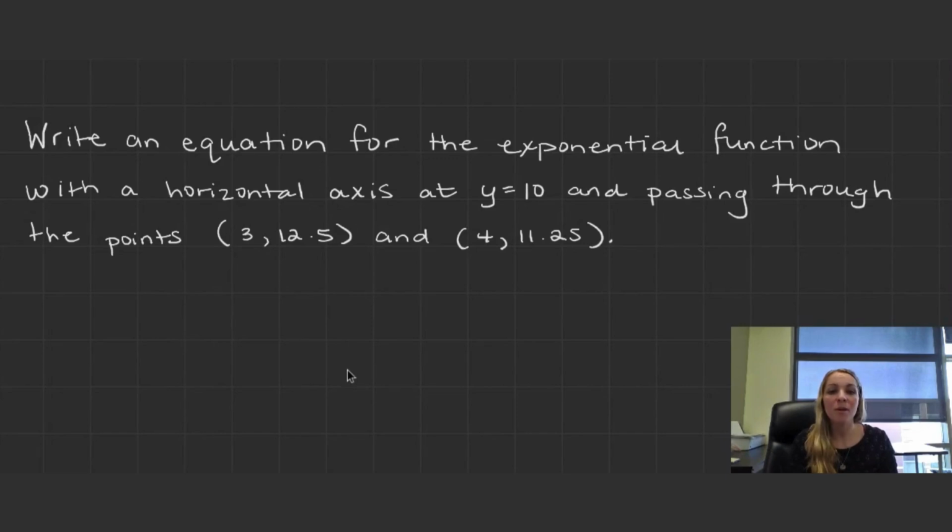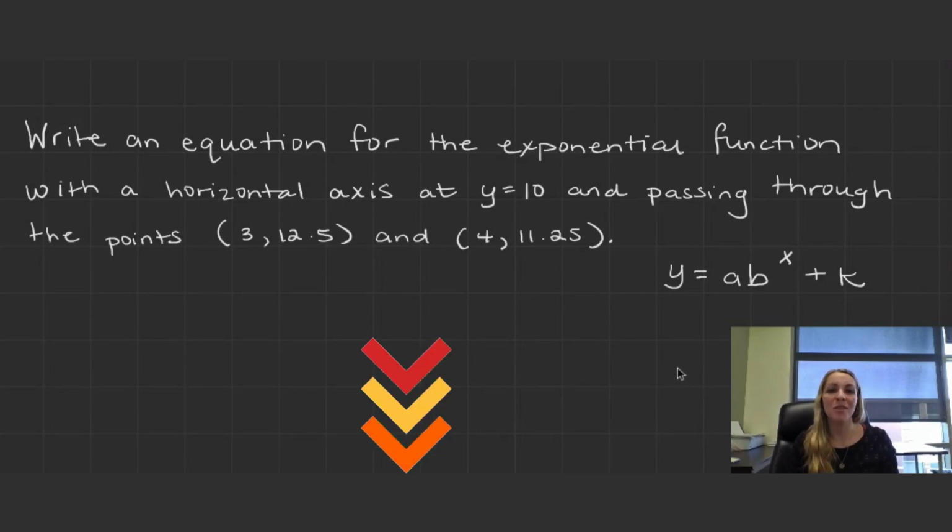To start this problem, we want to recognize the general equation for an exponential function, which is this: y equals a times b to the x power plus k. In this video, we're going to work with 2 points and an asymptote that is other than 0. If you want to look at a video where the asymptote's at 0, a little bit easier of a problem, you can check down below in the description. Let's get back to this.